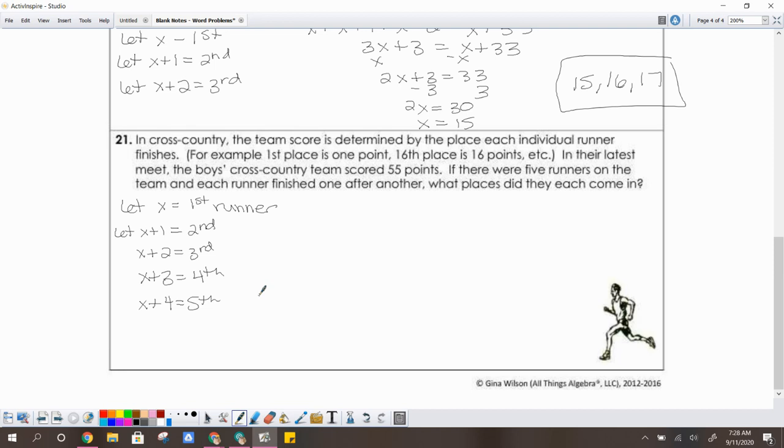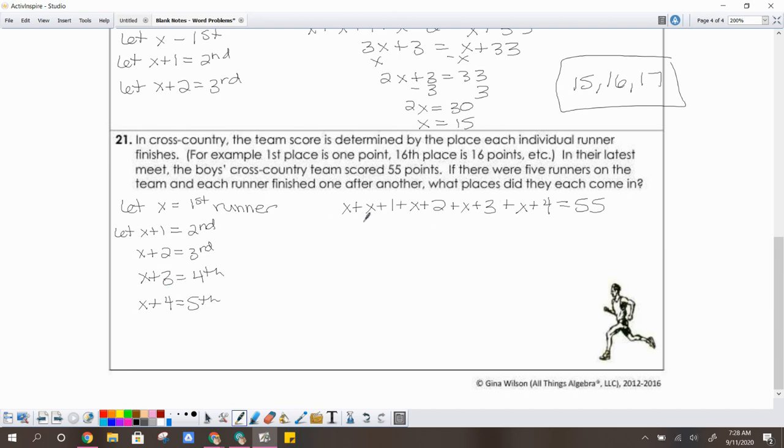Okay, so we're saying that all of these added together should give us 55 total points because that's how many points they scored. So we're doing X plus 1 plus X plus 2 plus X plus 3 plus X plus 4. And that should give us 55 points. So we're adding all of these together to get 55.